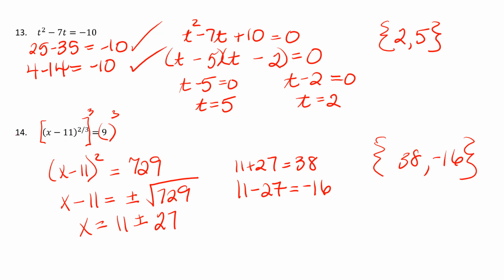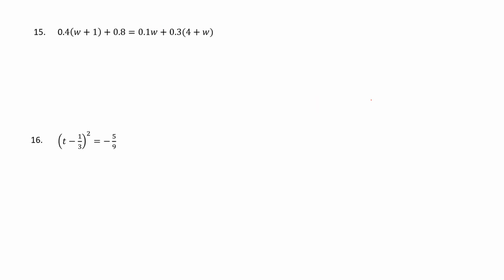If I put in negative 16, negative 16 minus 11 is negative 27. The cube root of negative 27 is negative 3. Square it, you get 9. So they work. A quick and easy solution check will keep you in line and will keep you from making careless errors that you could go back and fix.